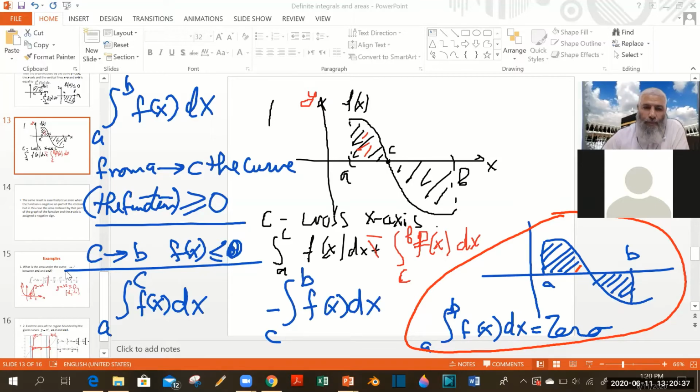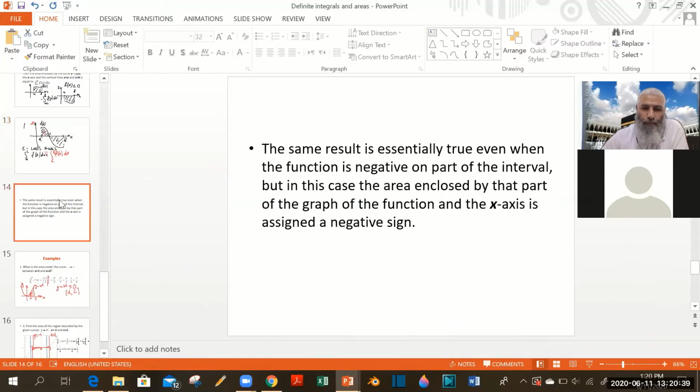The same result is essentially true even when the function is negative on part of the interval. But in this case, the area enclosed by that part of the graph of the function and the x-axis is assigned a negative sign.